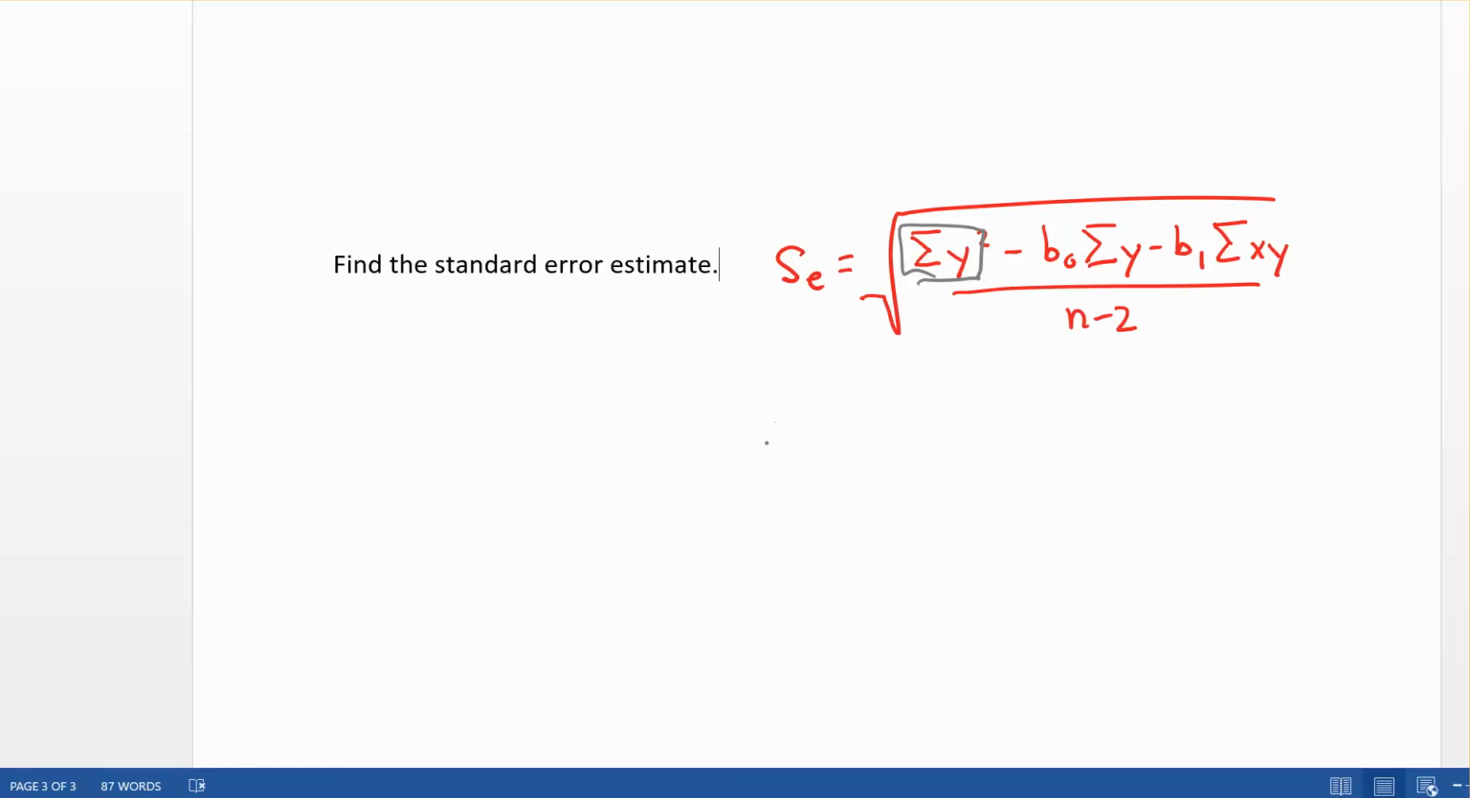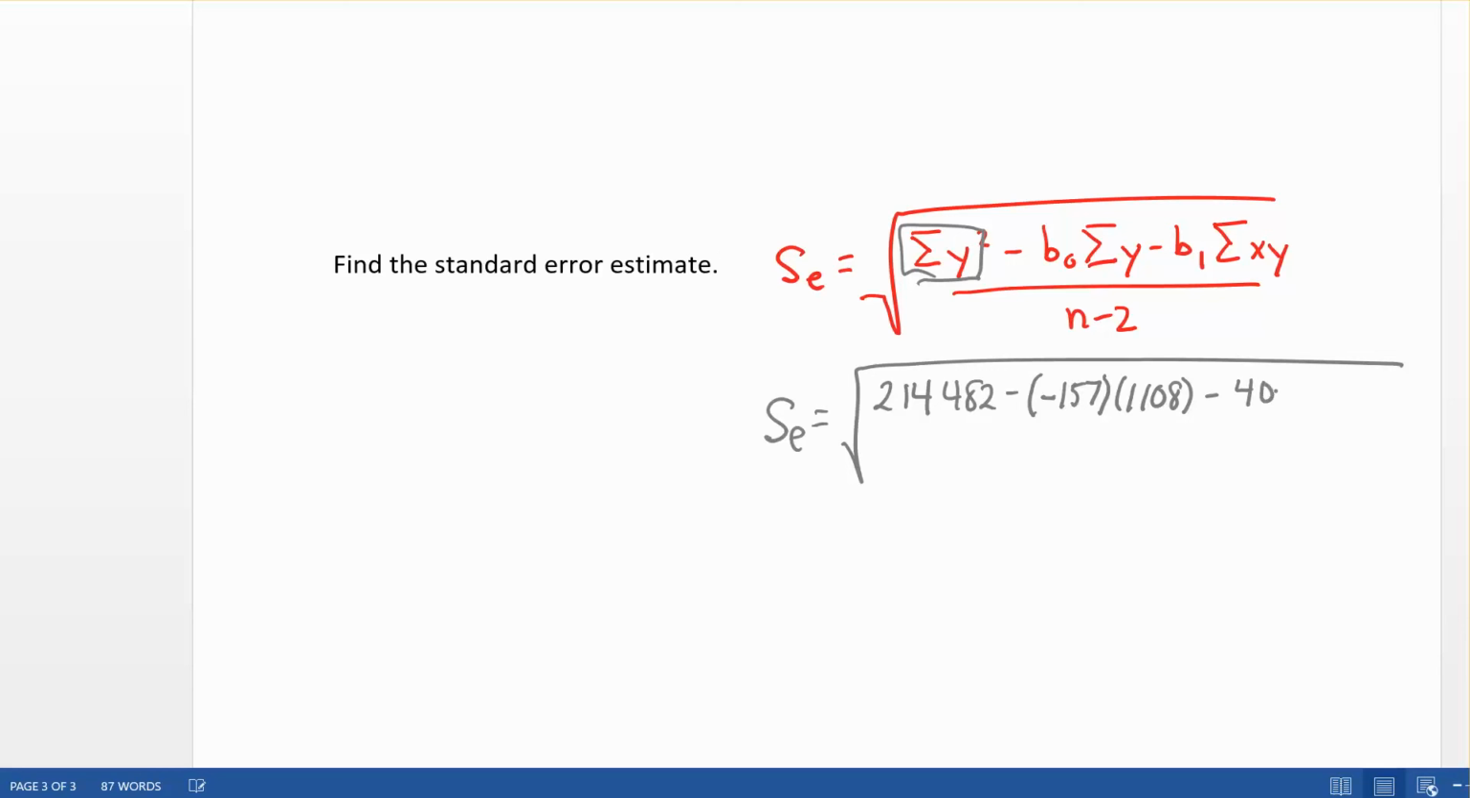The sum of the y-squareds, let's get that first. The sum of the y-squareds ended up being 214,482. We're going to subtract b sub 0, which was minus 157. Again, that was the y-intercept in the regression equation. The sum of the y's was 1108. Our b sub 1 is the slope in the regression line. That's 40.2. And the sum of the products is 9,639.